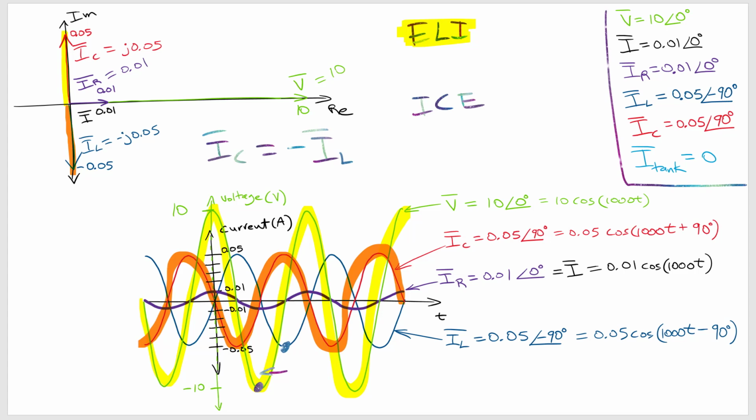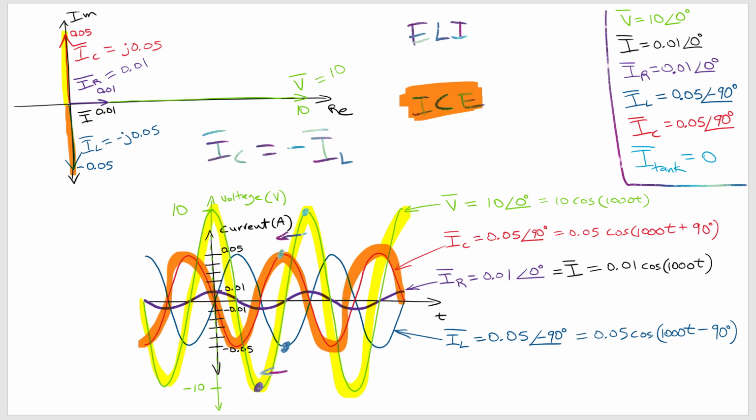Okay, so now in this case, we have ICE. The current leads the voltage by 90 degrees. So we can see that the current leads the voltage by 90 degrees, okay? So the current is leading by 90 degrees.